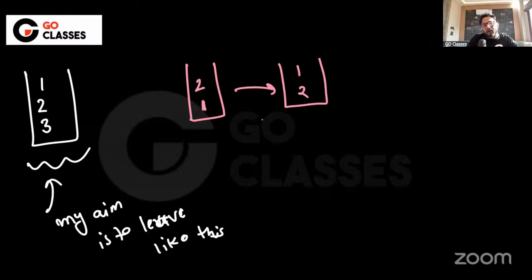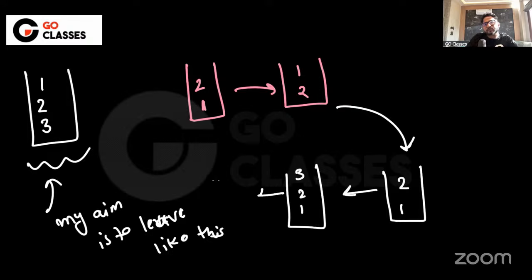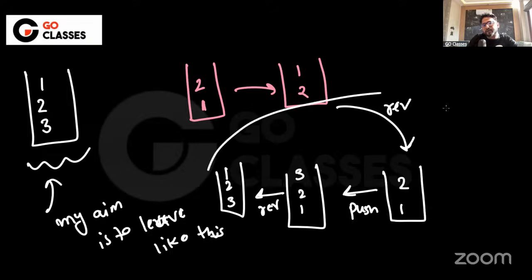Now, if I have to NQ 3, then I have to push it first. If I directly push it, then it will be a problem, right? And reverse doesn't work here. So I have to reverse it first, push it, then reverse it next. Then only I can leave it like this, okay? So this is reverse, this is push, this is again reverse. You getting my point? So basically this is how you are doing the NQ.